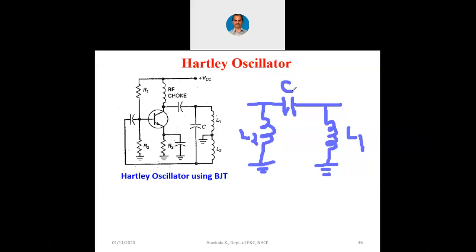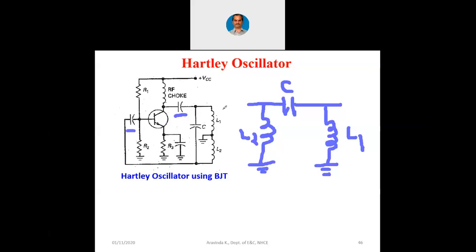Now this is similar to the Colpitt's oscillator. In the Colpitt's oscillator we had two capacitors there and we had one inductor there. Instead we have one capacitor here and two inductors here. Otherwise the connections are same type. Now we have this capacitance here also. As I have told you, we need a DC isolation between output and input. For that this capacitance is there. And here there is this capacitance here also.